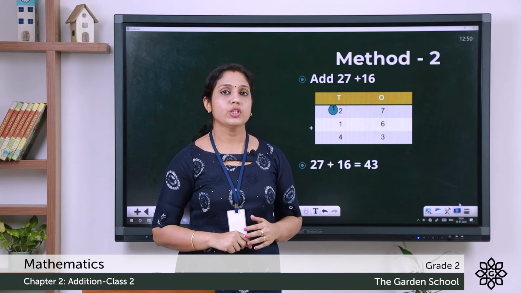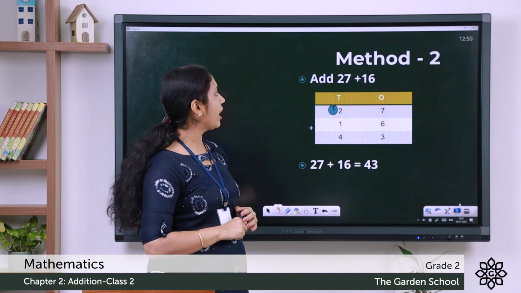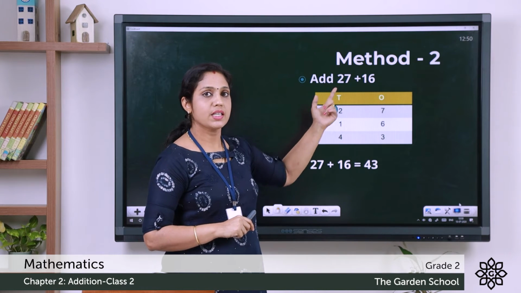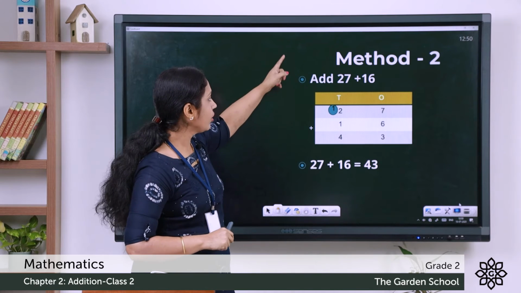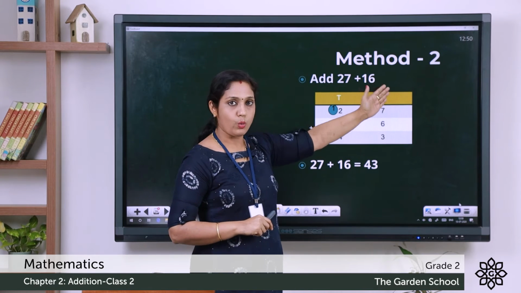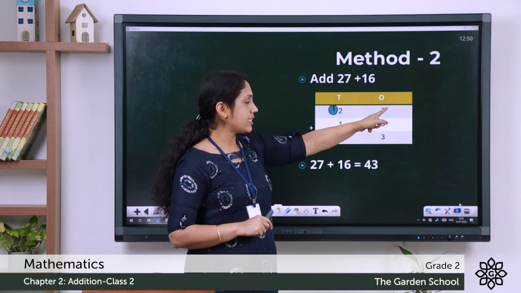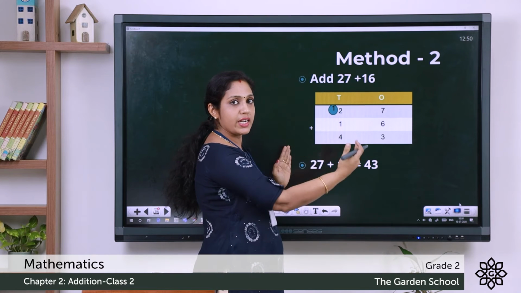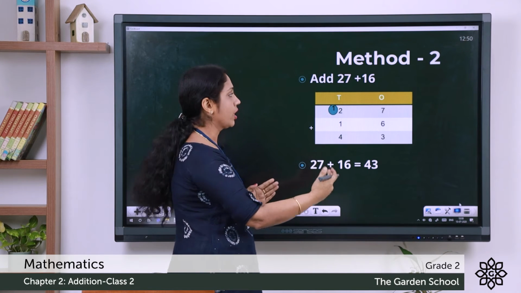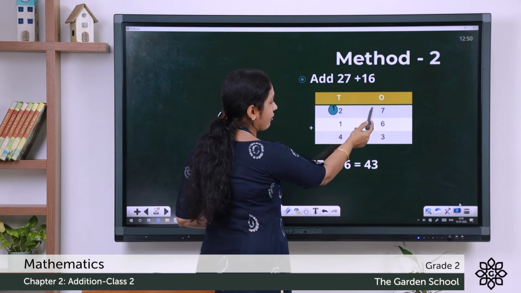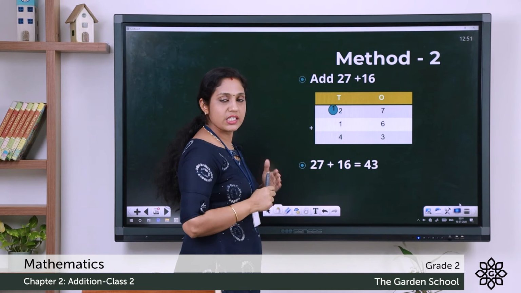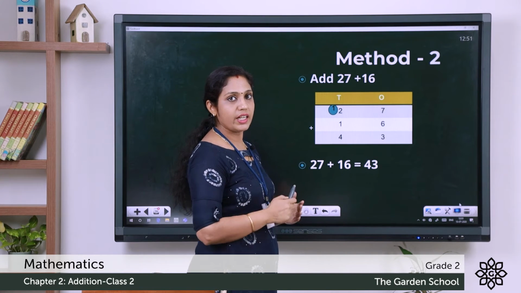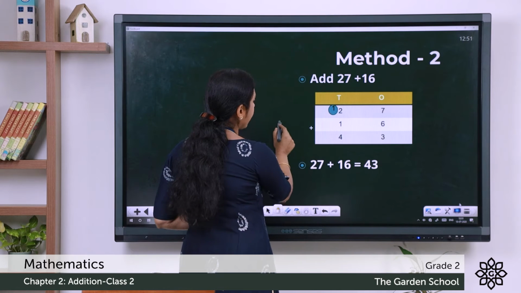Now, we will move on to the second method. Here we have 27 plus 16. So, how have we written? We have tens position and ones position. 27 plus 16. We will start calculating from the right side, that is from the ones position. So, first we have to add 7 plus 6. How much is 7 plus 6? It is 13. So, we got 13.